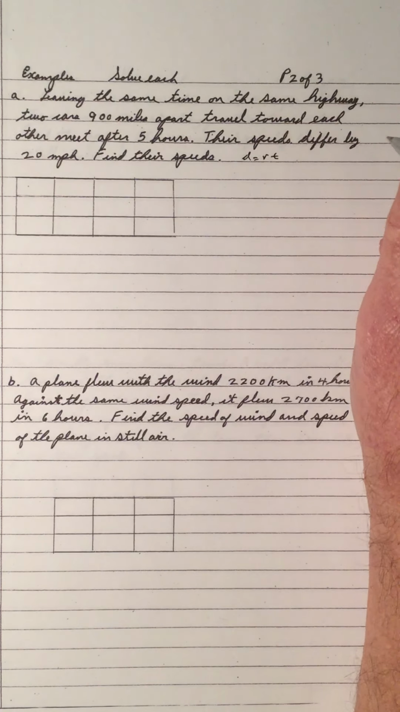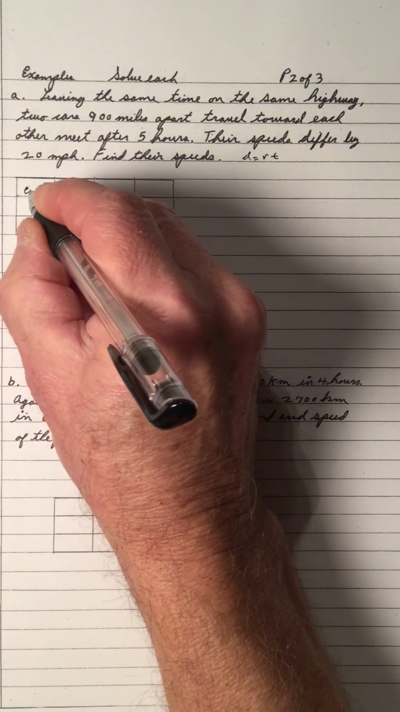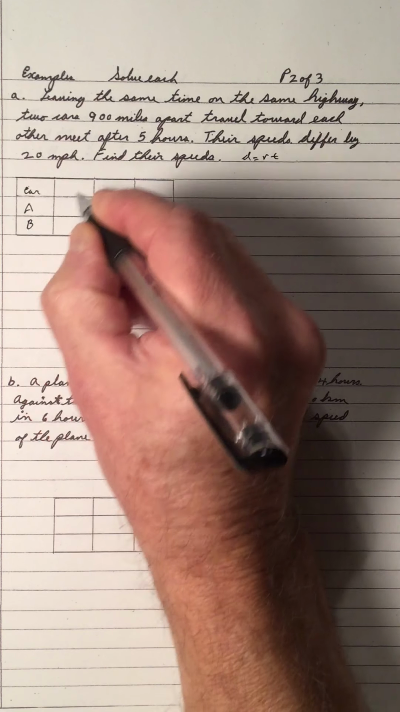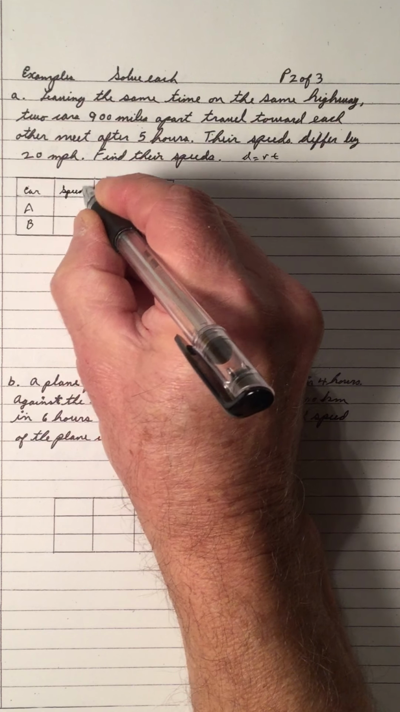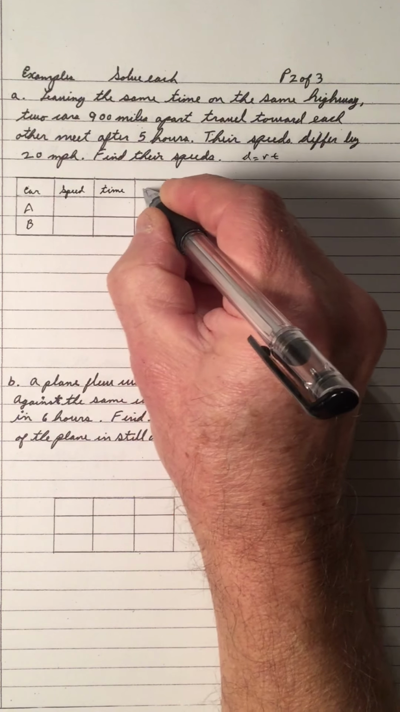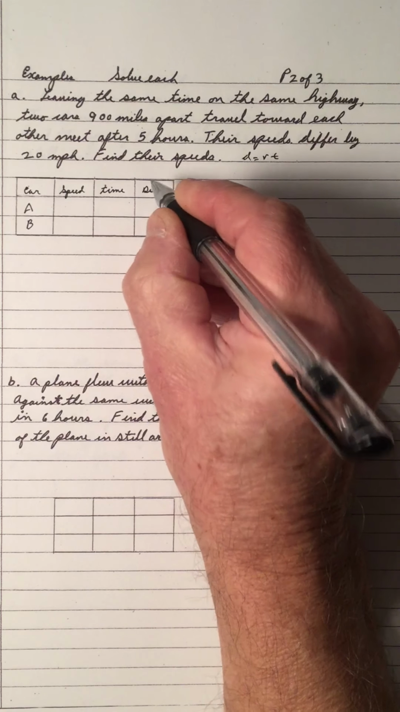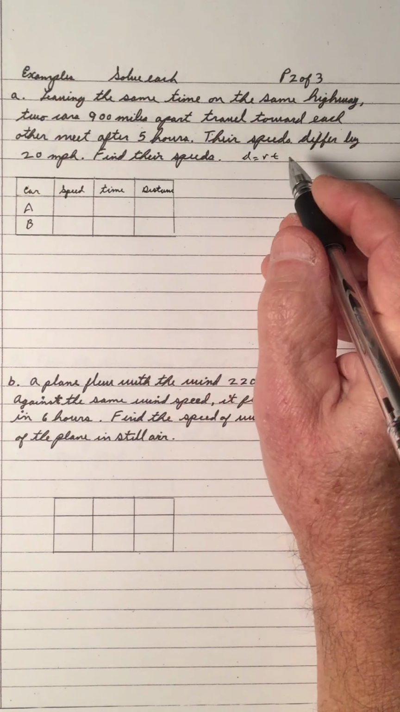So what we have is two cars. Let's say we label the cars as car A and car B. So we'll have a speed and we have time, because rate times time gives me distance. So we'll create these columns, a good way to do it so you don't have to write a lot of words out.